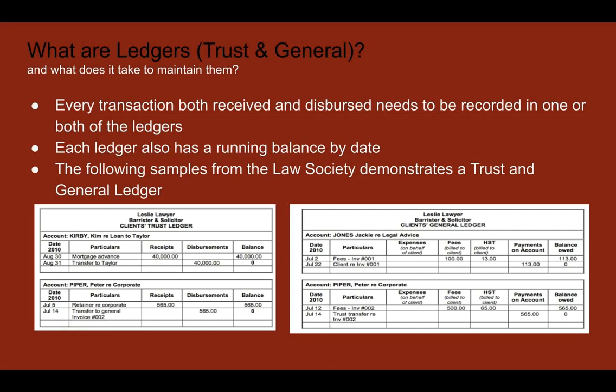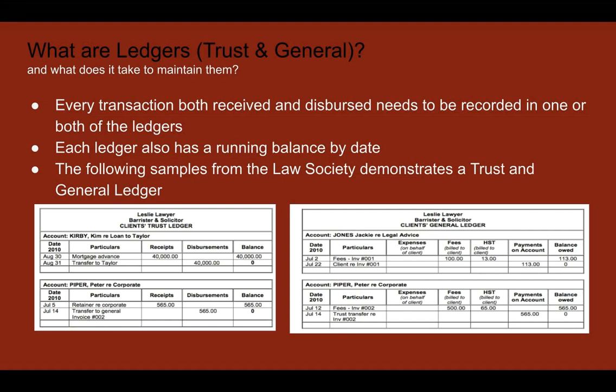So hence you see in this slide here, you have examples of both the ledgers. One is trust and the other one is general. Now, if you take trust for an example, it shows both types of activities. So ledgers generally show both types of transactions. It shows receipts and then it shows disbursements.